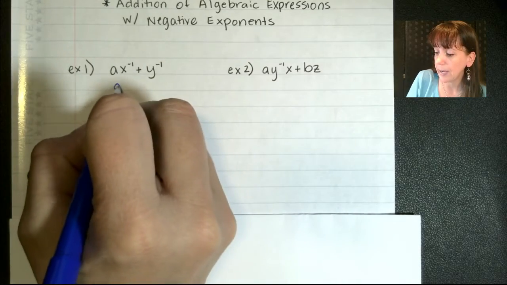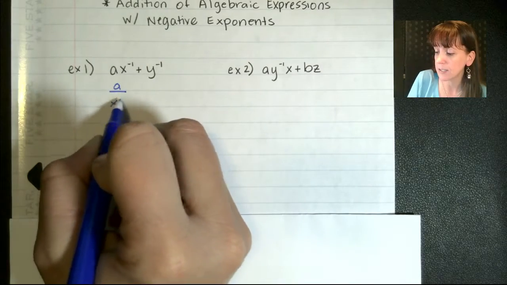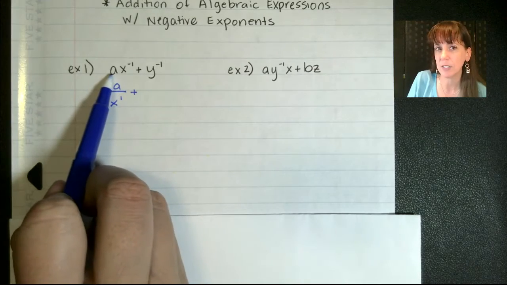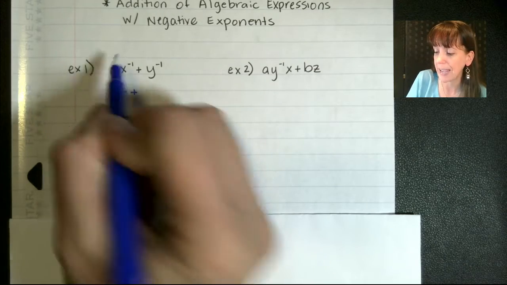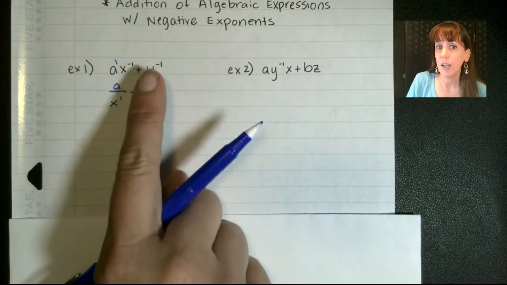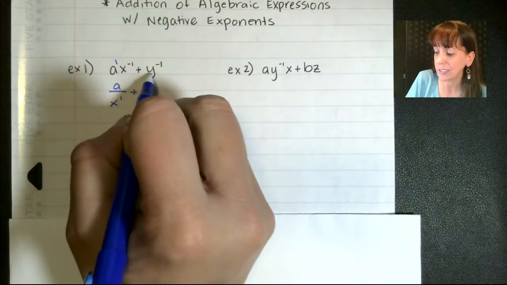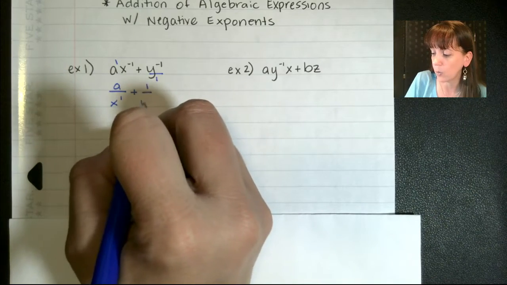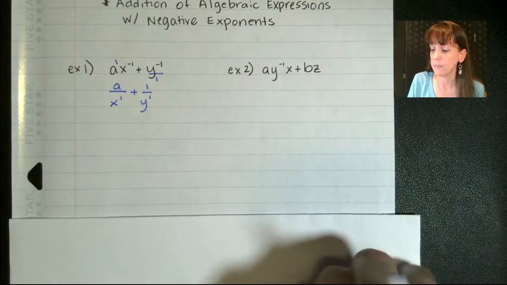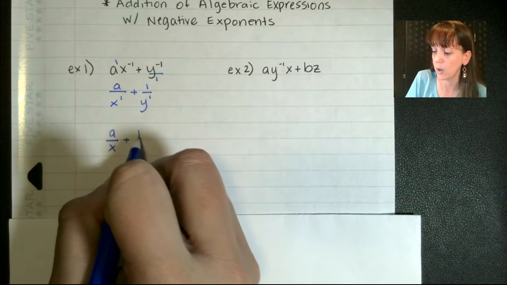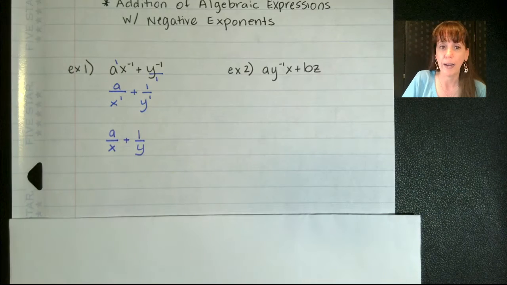So a over x to the positive 1 power plus, and remember, if an exponent's not shown, it's a 1. So like this, a is to the 1 power. It's not to the negative 1 because that negative is only attached to that x. Plus, now this guy is currently upstairs and we need to move it downstairs. So 1 over y now to the positive 1. So that's just it. We have a over x plus 1 over y.